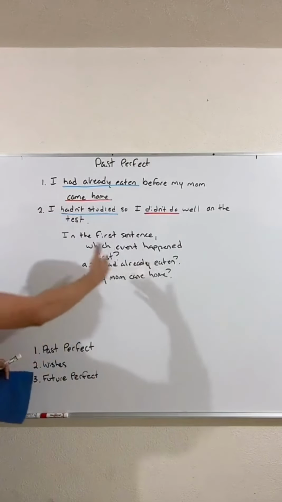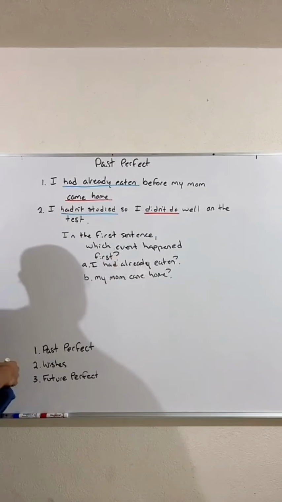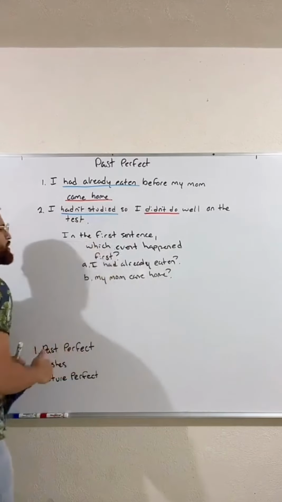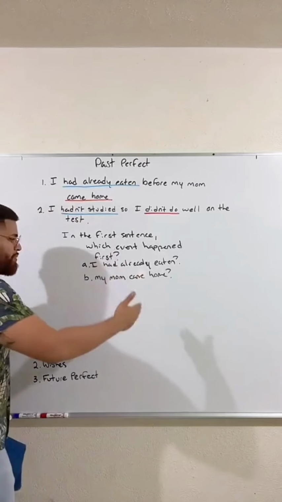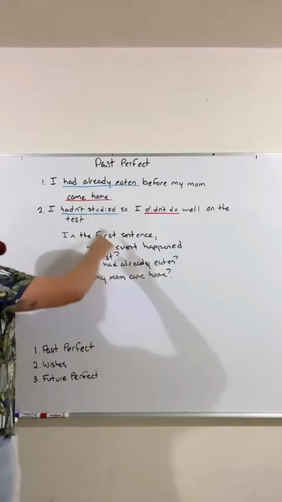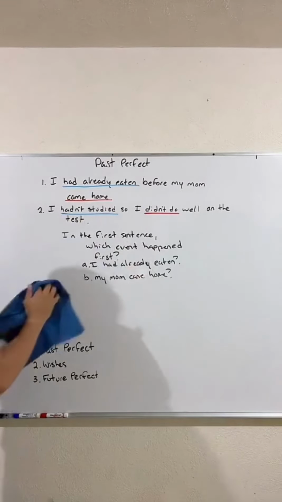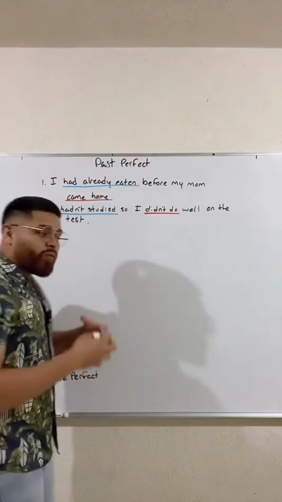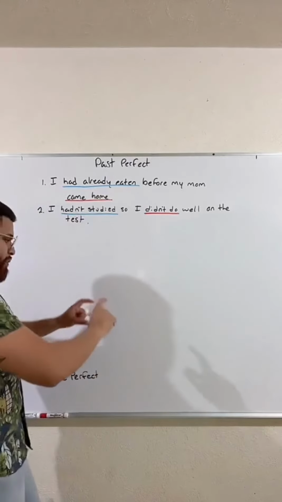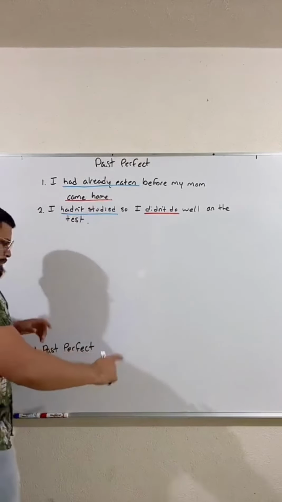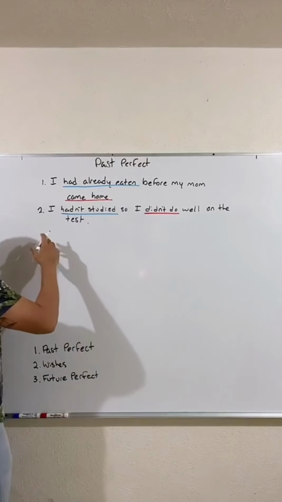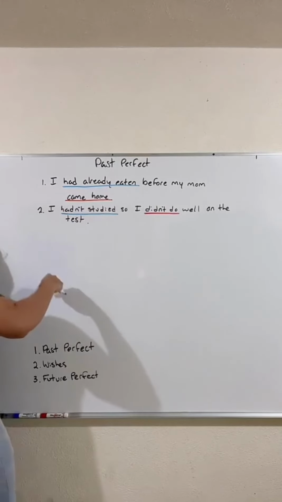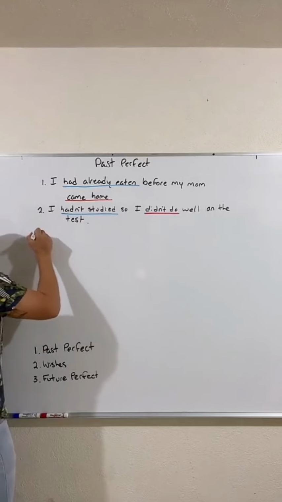Now, if I ask you the same question for the second sentence, which event happened first? I hadn't studied or I didn't do well on the test. You already know that the event that happened first chronologically is I hadn't studied. So the past perfect is used to put our events in order. And to be more specific, the past perfect is the event that happens before another event in the past. Let me write that for you, and maybe you can take note of that.